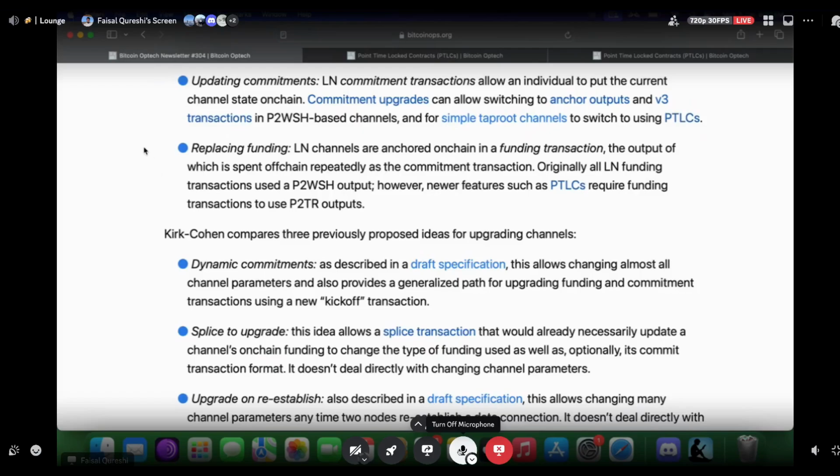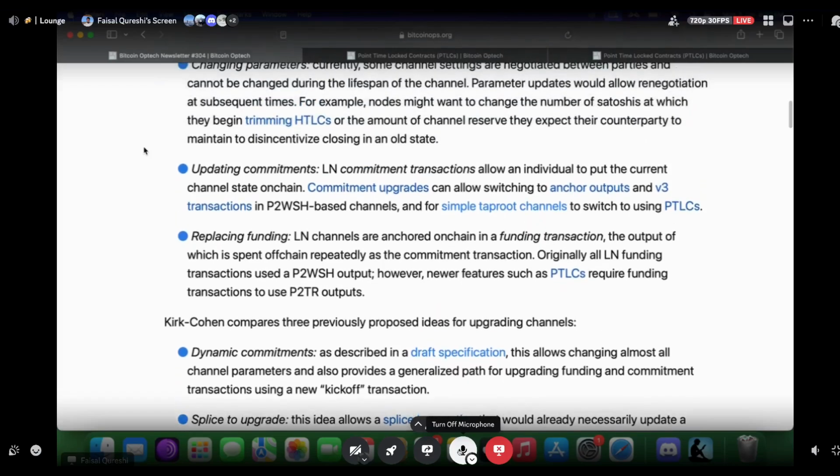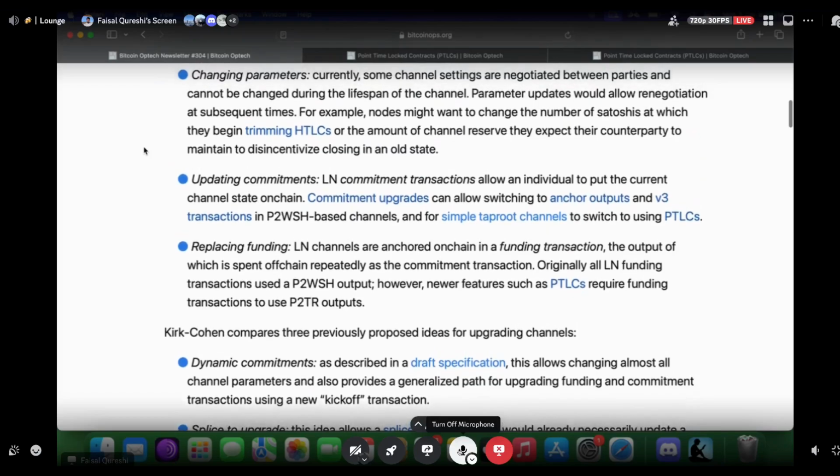Faisal, right now the trimming of HTLCs, if you have to do it, you have to close the channel. Am I right? Yes. Okay. In that case, if you close the channel, then all your HTLCs are gone, and you open something new. Correct? Yeah, your trimmed HTLCs go to the miner as a fee. Your miner gets that as fee. Okay. But you cannot change it.